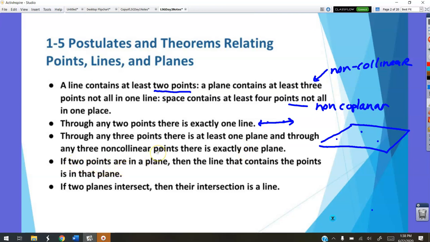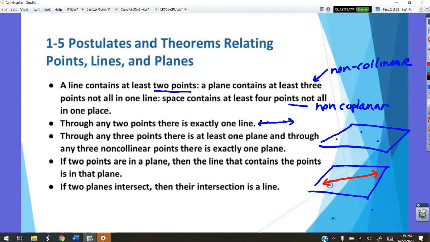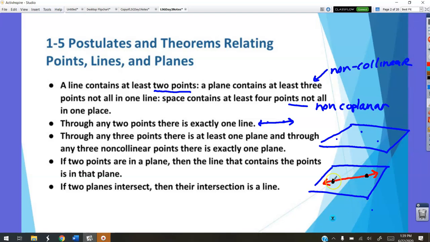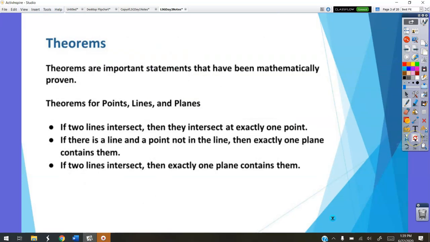If you have 2 points in a plane, so here's my plane, I'm going to put 2 points on that surface. Then if I connect them with a line, then the whole line is also in that plane, right? So if you draw the line that connects them, it has to be in the plane. And you guys already know this. If 2 planes intersect, like the corner of a room, then their intersection is a line. So make sure that you get these guys down. Okay, then we have some theorems that relate these as well.